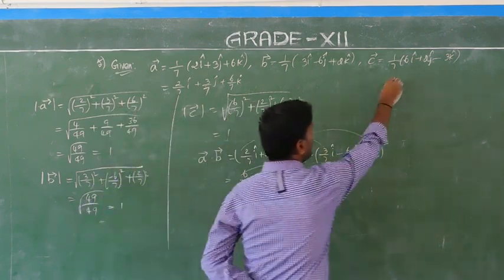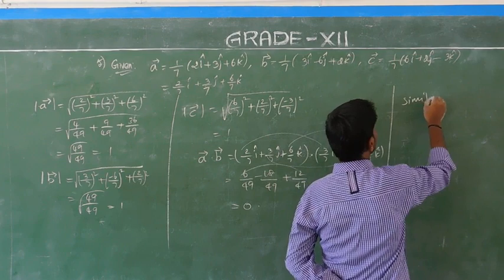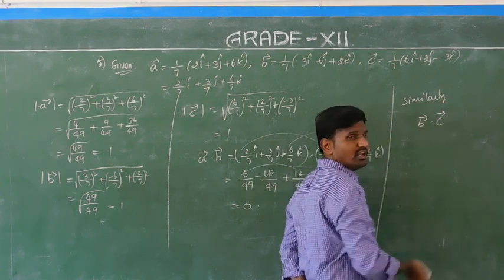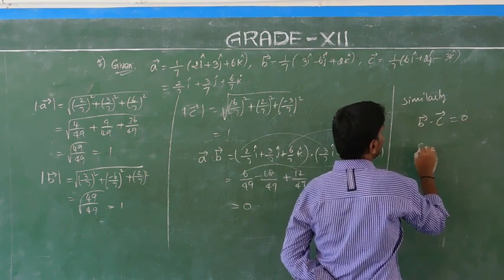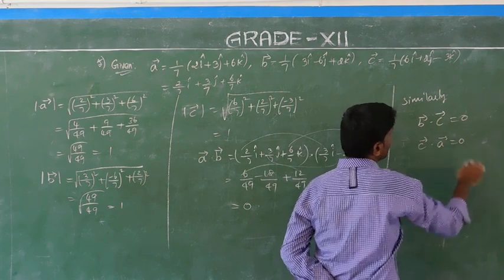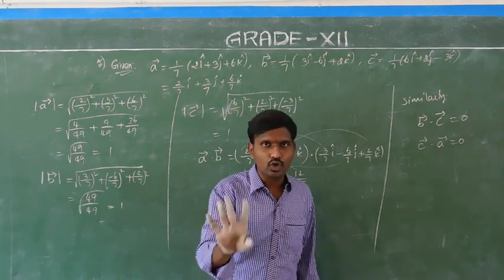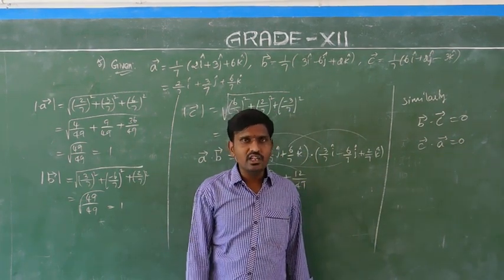So similarly, you have to verify. Verify B vector dot C vector is equal to 0 and C vector dot A vector is equal to 0, to prove the given sum. The three vectors are also unit vectors and those three are mutually perpendicular.